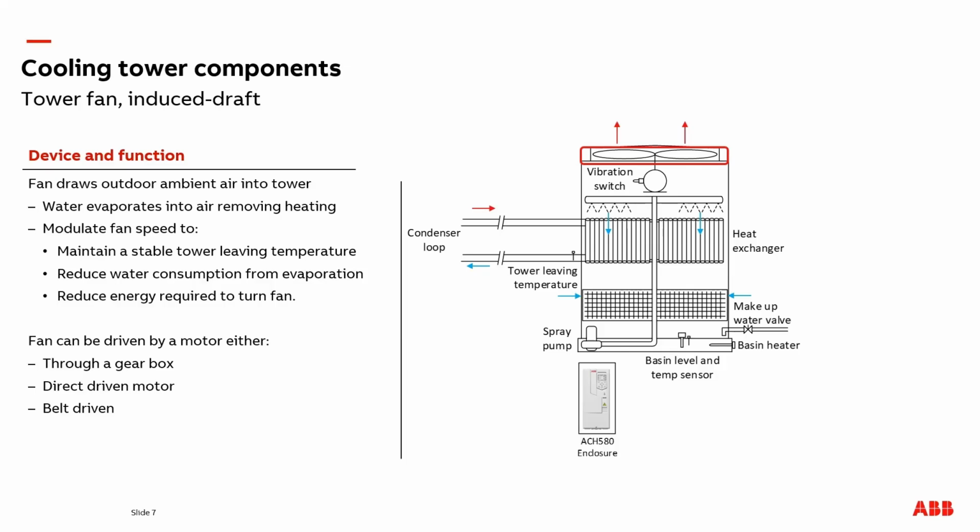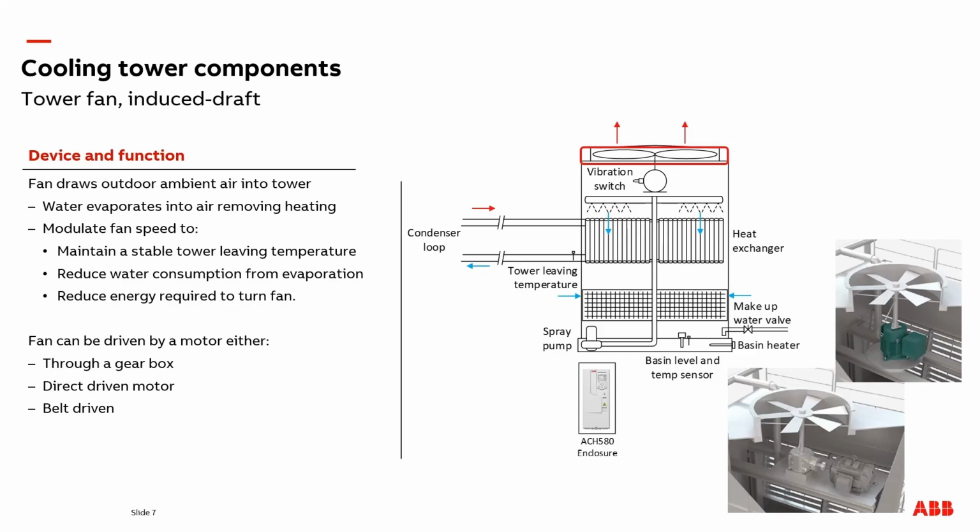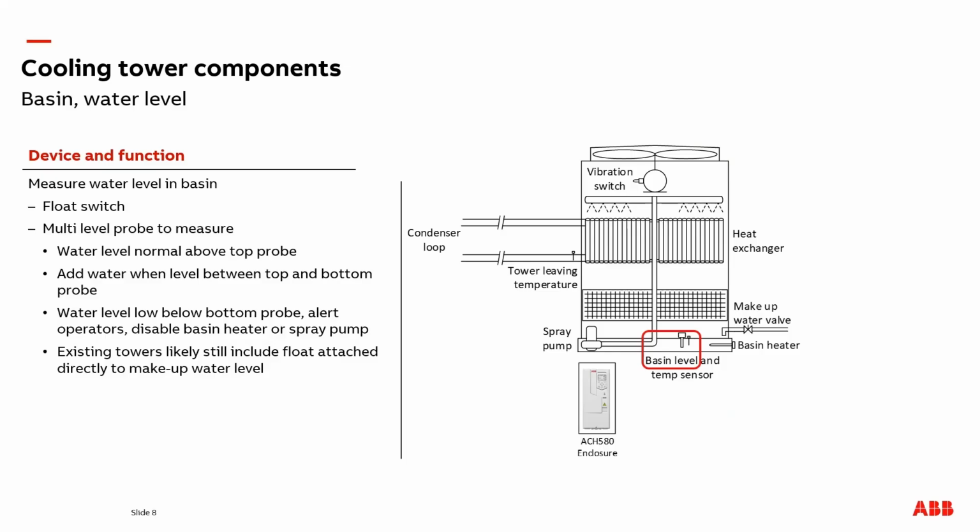Fans coupled to motors can be connected either through a gearbox, directly driven from the shaft of the motor, or traditionally through a belt and pulley system. At the bottom of a cooling tower, the water basin is where chiller condenser water leaves the tower and returns to the supply loop for open loop cooling towers.